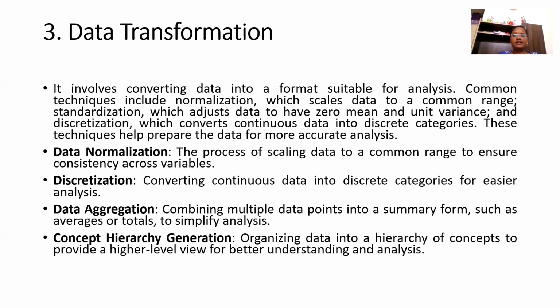And normalization scales the data to a common range. Standardization adjusts the data to have zero mean and unit variance. Discretization converts continuous data into discrete categories. So data normalization is the process of scaling data into a common range to ensure consistency across variables. Discretization is converting continuous data into discrete categories for easier analysis.